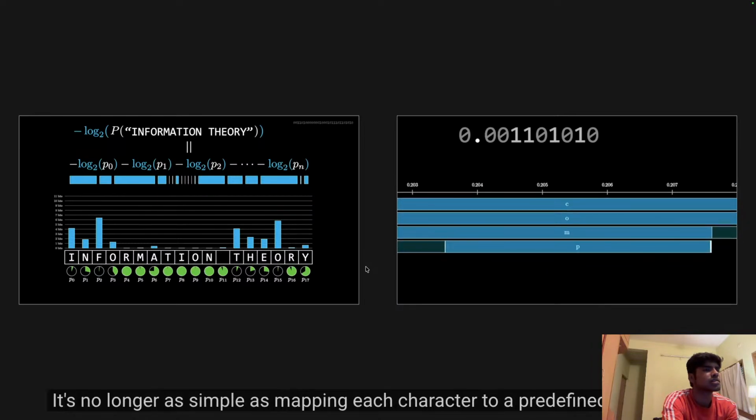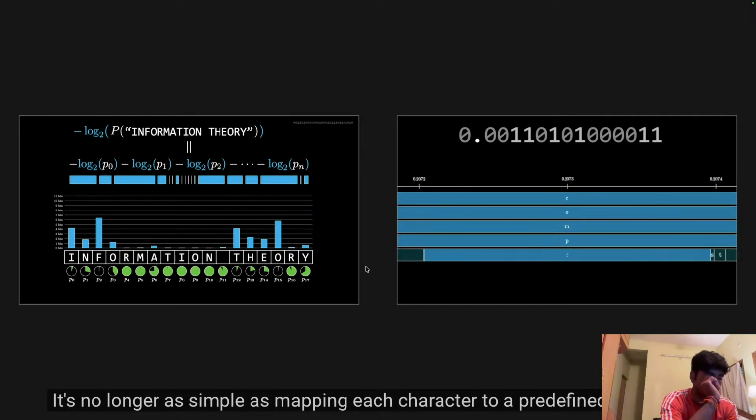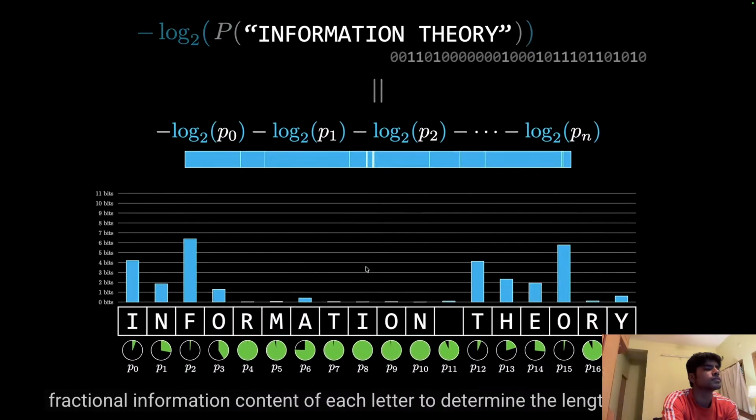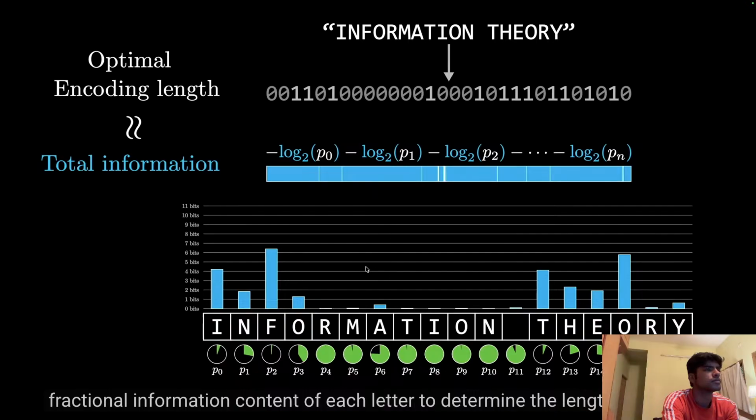It's no longer as simple as mapping each character to a predefined code word, but you nevertheless get this very direct sense of thinking about adding up the fractional information content of each letter to determine the length of the final encoding that you use. So that's the key idea.